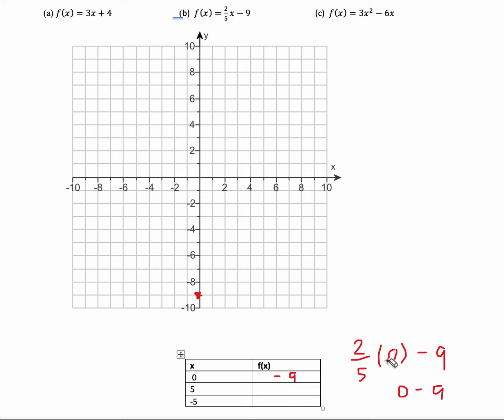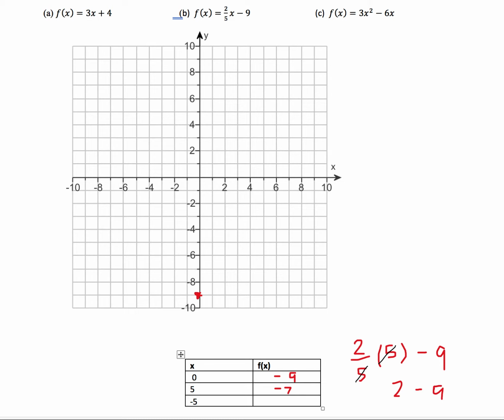All right, so now let's plug in a 5. If we plug in the 5, this 5 and this 5 are going to cancel out, leaving me just the 2. So 2 minus 9 is negative 7, and so we'll plot that as our next point.